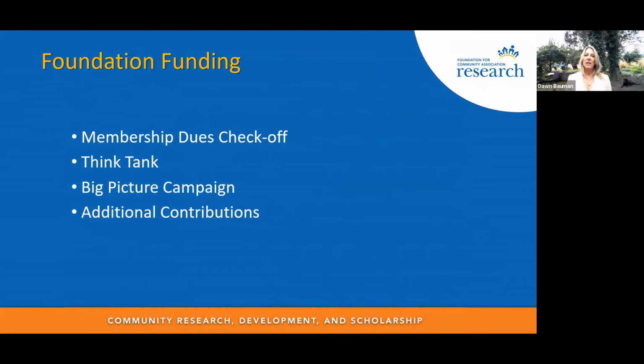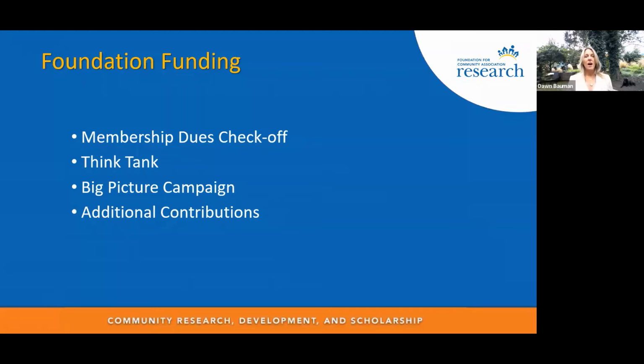And here's where we get our money from. You've probably seen on membership applications and membership renewal notices, there's a checkbox for the Foundation for Community Association Research. I don't even remember off the top of my head how much that is. I think it varies based on the membership category. Is that right, Crystal? Yes, that is correct. Okay. I should know that. So that money that's collected through membership dues goes directly to the foundation. That's probably 70% of the funds of the foundation.